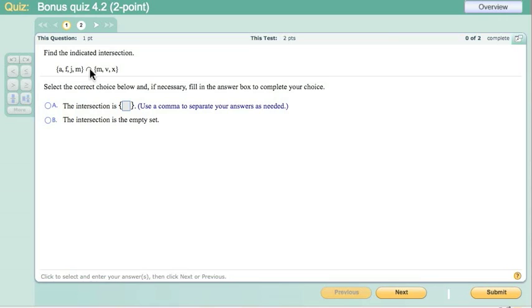Here is intersection. And so we're looking to discriminate. And we only want those elements that are common to both sets. And there's only one. M is here and M is here. So this is not the empty set. They do have something in common. And the question is, what is it? It's the single element M. So that is the answer to this first one. And let's get on to the second one.